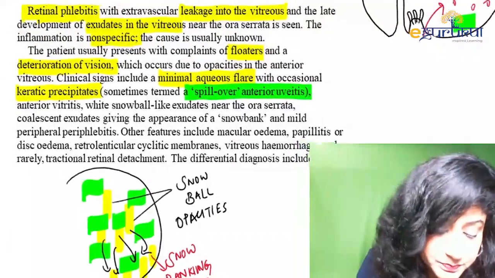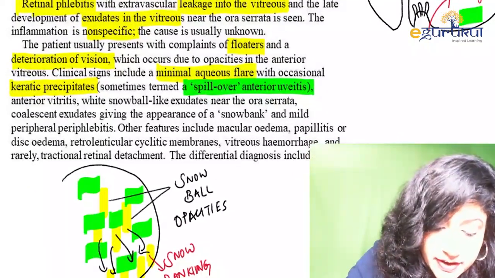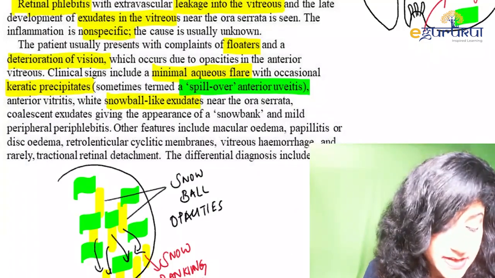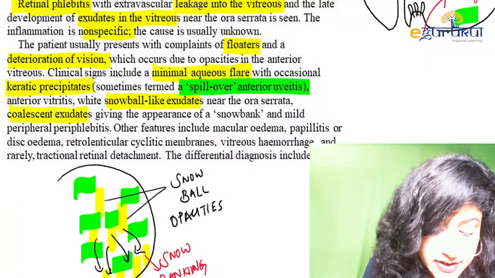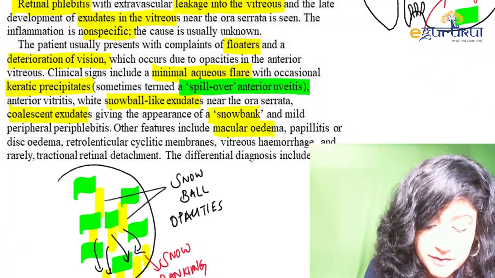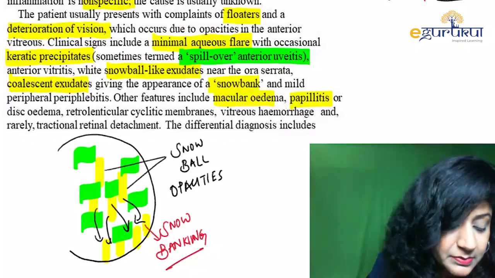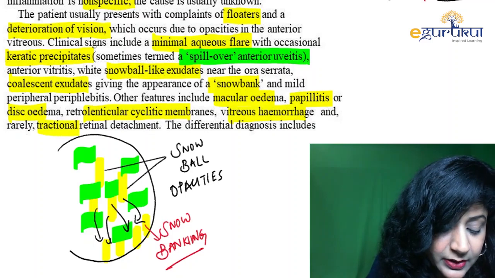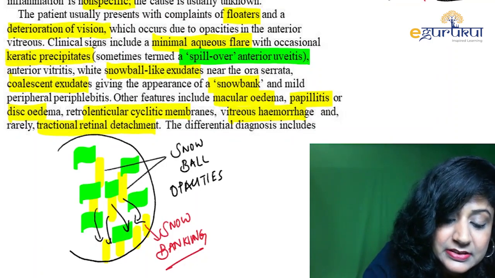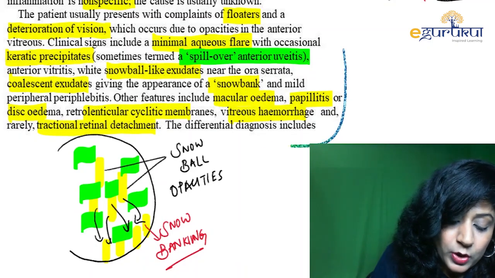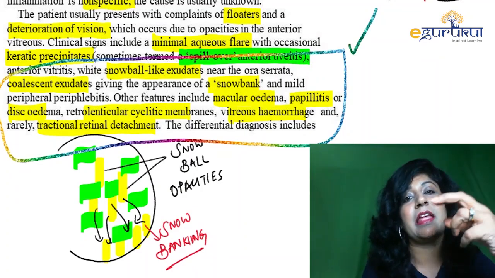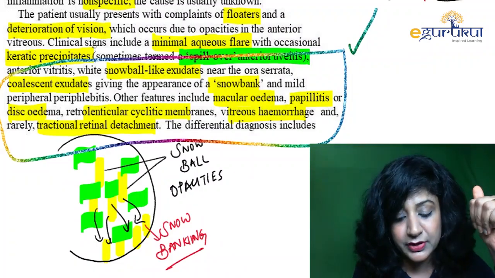All right. Okay, so let us read here what they are saying. They are saying that we have snowball exudates near the ora serrata, and they are coalescent exudates giving the appearance of snow banking. The other features include macular edema, papillitis, disc edema, retrolenticular cyclitic membranes, vitreous hemorrhage, and rarely it could be tractional retinal detachment. I think this whole lot is again important because they have given you a lot of things that can happen in pars planitis, and they can ask you questions related to these clinical features.